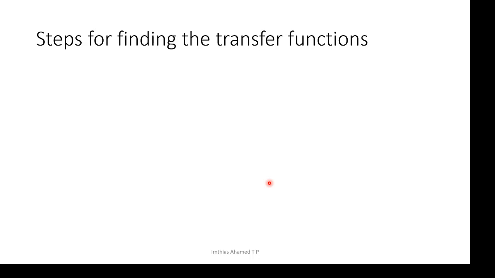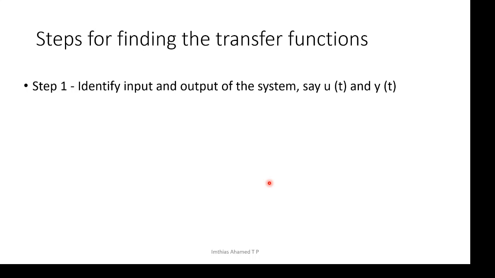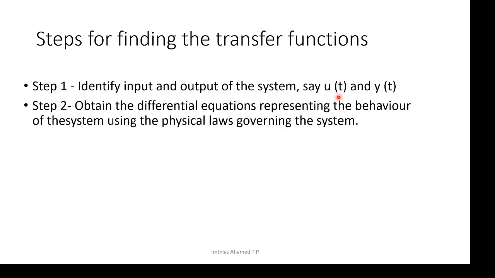To analyze anything, we want a model, and one such model is transfer function. So, the first step is to identify the input and output of the system, say u(t) and y(t). This is usually a trivial step, but in some cases it may not be trivial. So, it is important. Step 2 is a hard step, because you should know other things also.